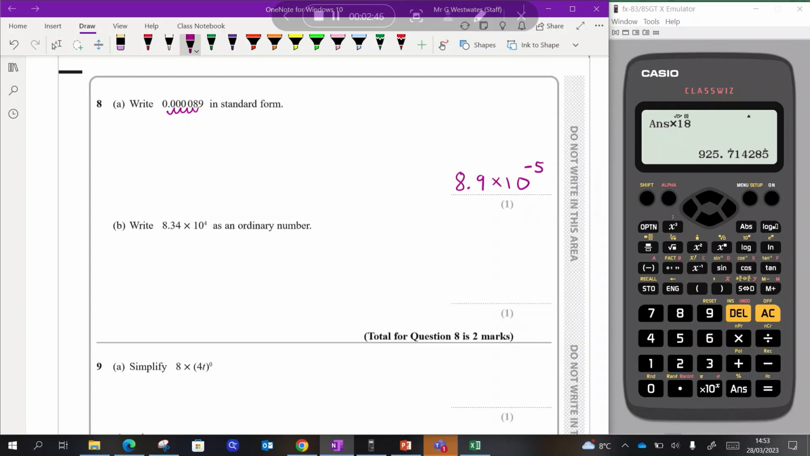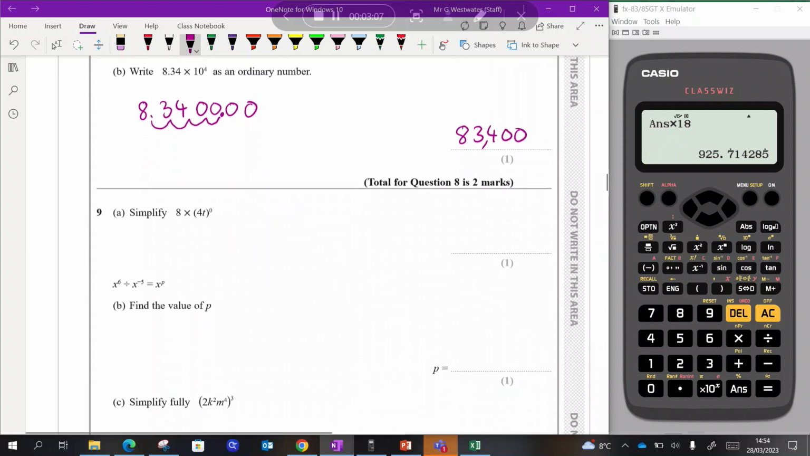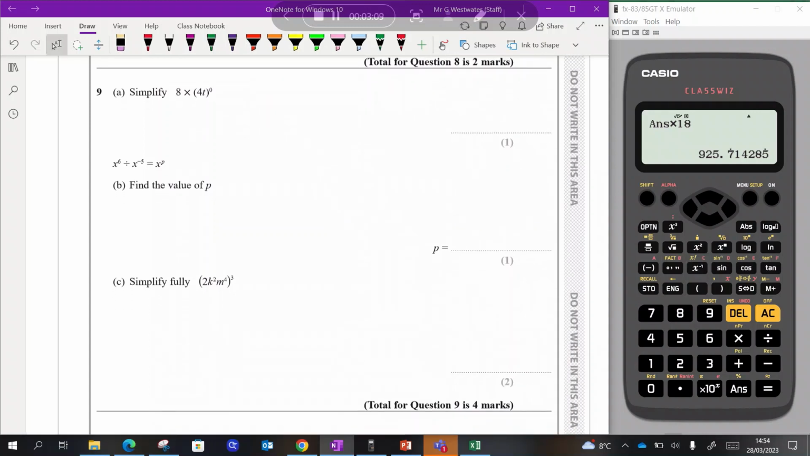And then next, 8.34, and I'm just going to throw in a bunch of zeros after this, times 10 to the power of 4. This decimal is going to move 1, 2, 3, 4 places until we're here. So that's 8, 3, 4, and 2 zeros, and I'll put a comma after that 4 just so it's crystal clear. On to question 9.